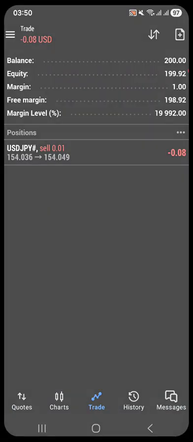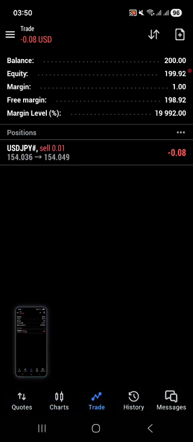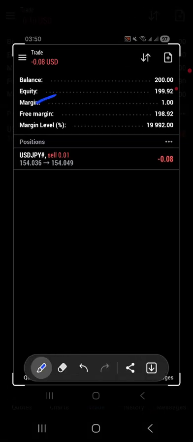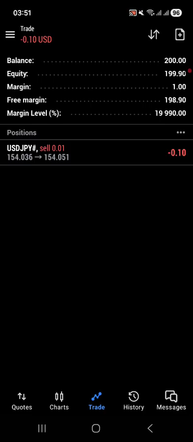Come on, you can see my margin. I'm only risking $1 of the $200 account balance. I have a $200 account balance, and I'm only risking $1. That's 0.5%.